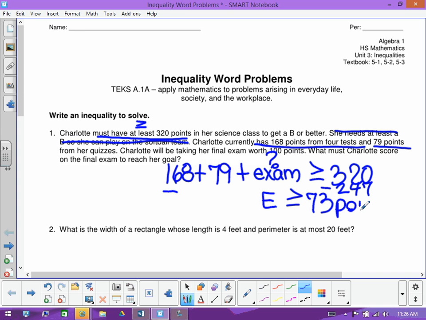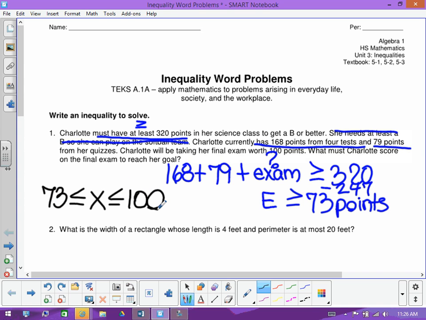Now, if you leave that answer, that's fine. However, you may see it a little bit different in an answer situation, and we're going to do some graphing on this on your quiz later. If we say E is greater than or equal to 73, how many points does she have available on that exam? 100. So she can't go over 100. So a better answer would be to say she's got to score between 73 and 100 to get her 320 points.